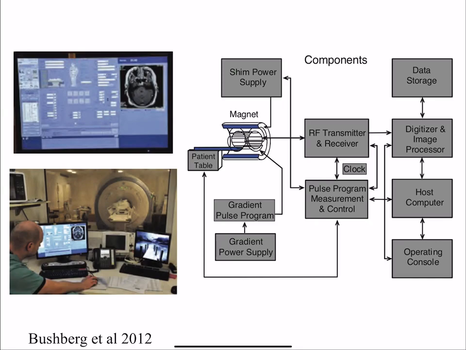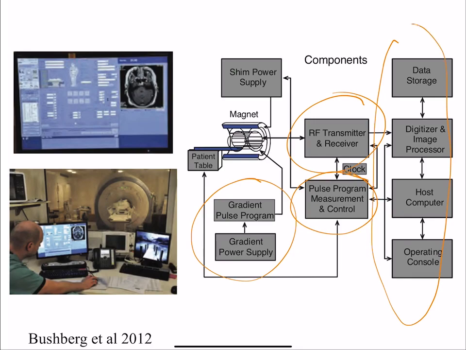Okay, so when we put it all together, we have this very complicated system where we have the magnet, but we also have the RF chain that's putting energy in and receiving it. We have the gradients that are creating these changing magnetic fields. We have this whole control system, which we call the pulse program and measurement and control, and that's driven by software. Those are called pulse sequences, and that's the part of research that has really been innovated by academia, because they make their software platforms open so anyone can come in, and just by changing the way you read out those pulses, there is essentially an infinite number of ways you can do MRI, which we'll see. And then there's all this stuff post where you got the data, how do you make it into an image, and storing and everything like that. All right.